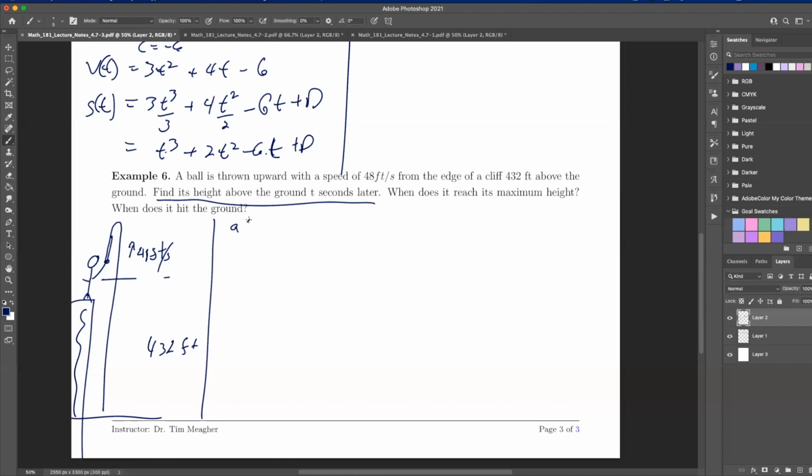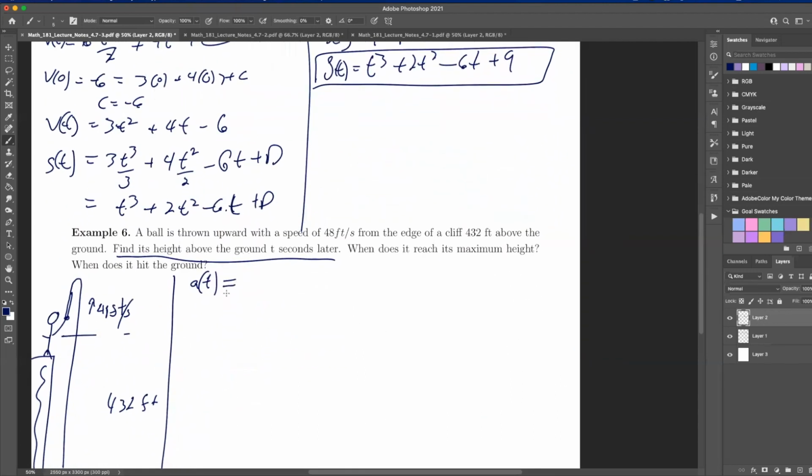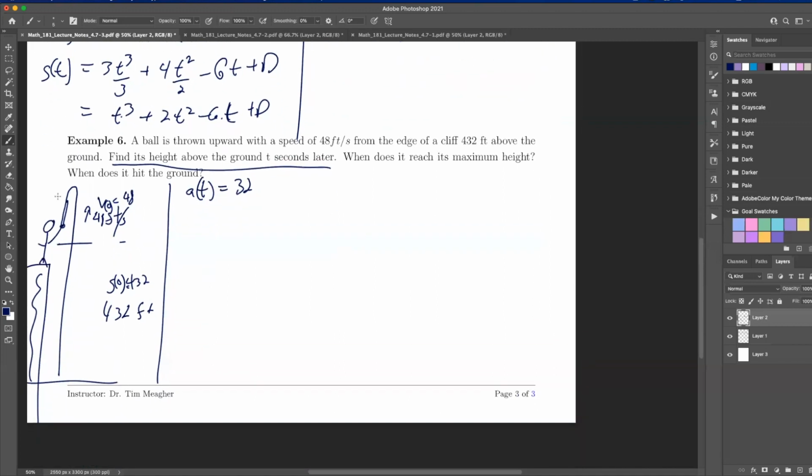So what's the acceleration here? What's the only force acting on this thing? The only force acting on this thing is gravity. Because everything's in feet per second, the acceleration is 32 feet per second squared, our gravity. Our v of 0 is 48 feet per second. Our s of 0 is 432 feet. So at time 0, I'm 432 feet above the ground, assuming the guy is of negligible height, when he throws the ball up.